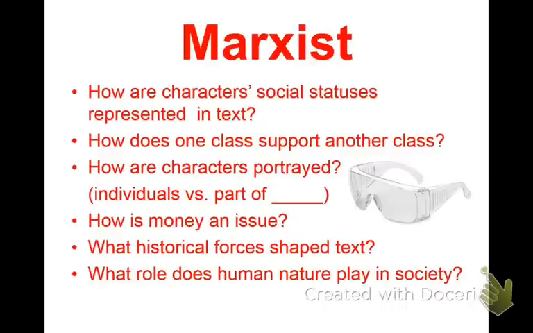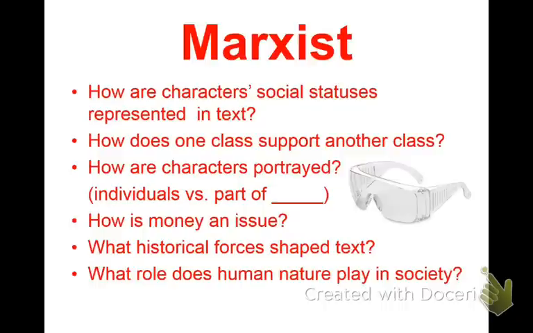If you're using this perspective to read a text, then you're going to be looking at how the characters' social statuses are represented in that text. You're also going to look at how one class supports another class. Look at the characters. How are they portrayed? Are they shown as individuals, or are they shown as part of something else? And what is that something?